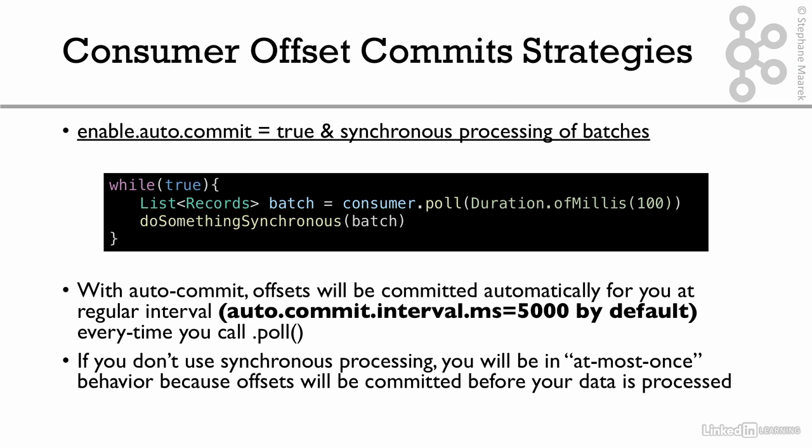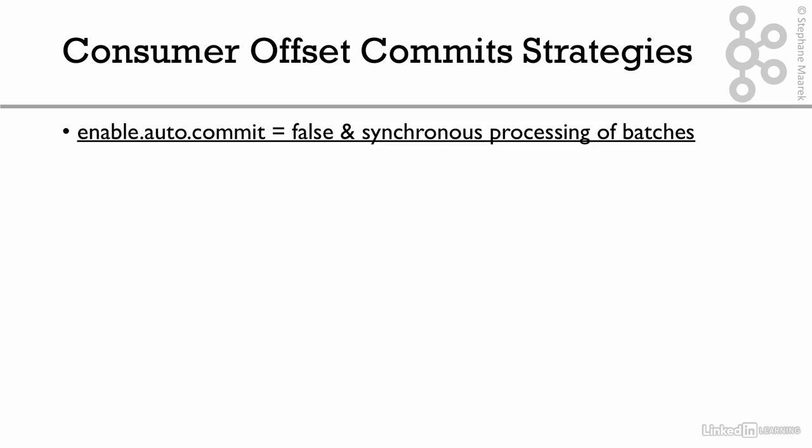then without knowing, you'll be in at most once behavior because the offsets will be committed before your data is processed. And so this is why I think that enable autocommit equals true is quite risky, especially for beginners, which is why I really like to specify enable autocommit equals false and do a synchronous processing of batches.